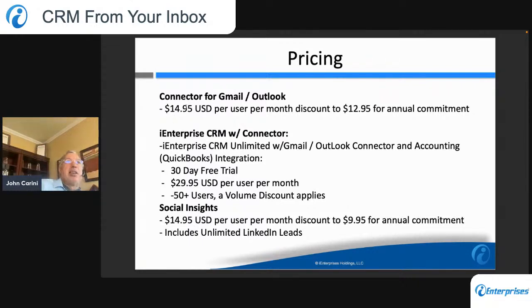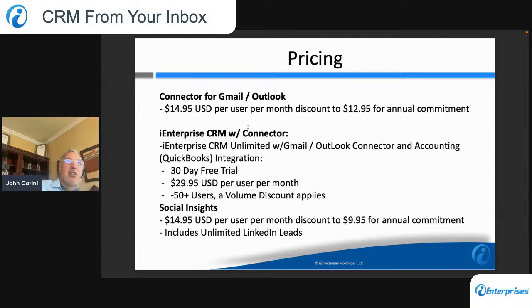So it's $14.95 per user per month is the list price for CRM from your inbox, also known as the connector for Gmail and Outlook. And then if you order it for a whole year, it's $12.95 for an annual contract. So you get a discount for that. And again, you get in there because the prices are increasing.